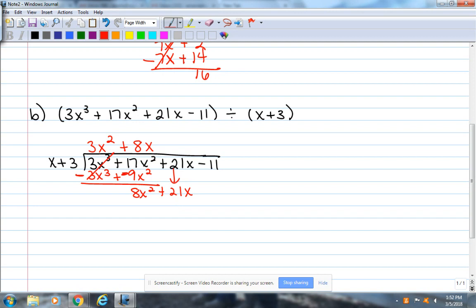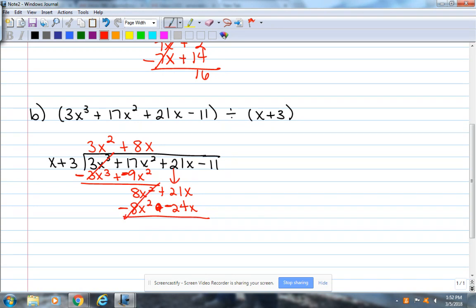So what is 8x times x? 8x squared. Don't change the sign until the end. And then 8x times 3 is what? 24. This is where I draw my line and then change both of the bottom signs, okay? So the 8x squares cancel out. Y'all, the first column should always cancel.